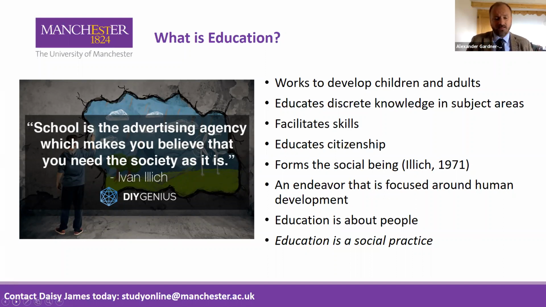Because what school does is it forms the social being. So Ivan Illich wrote a book in 1971 called Deschooling Society, which is definitely worth a read. And he says in that book, this is one of his quotes on the left here, school is the advertising agency which makes you believe that you need society as it is. So that's why governments and countries and nations usually have a very strong hand in shaping education in schools, because if you leave your school and you've been led to believe that this is how things should be, then you will possibly replicate that. So education goes much further than just educating for skills and for competencies.